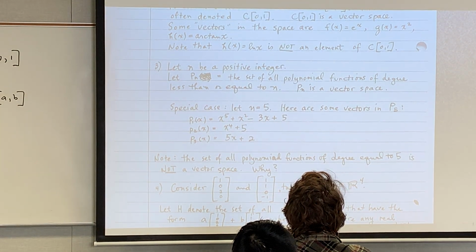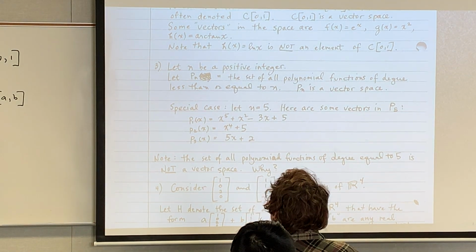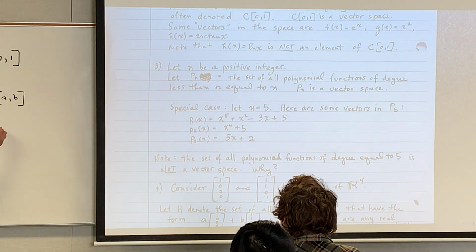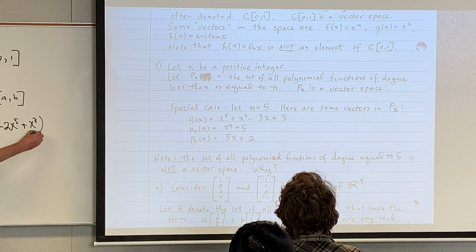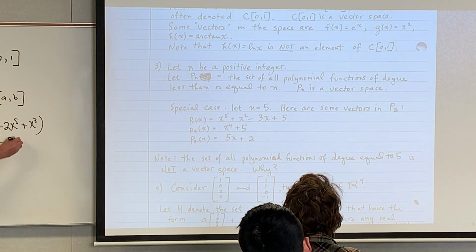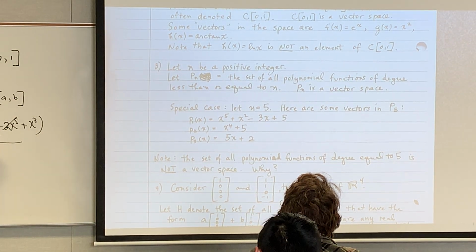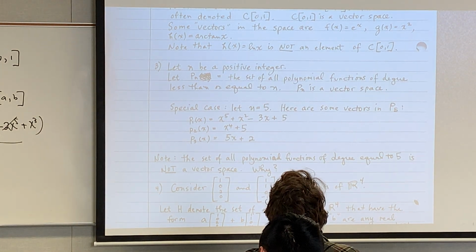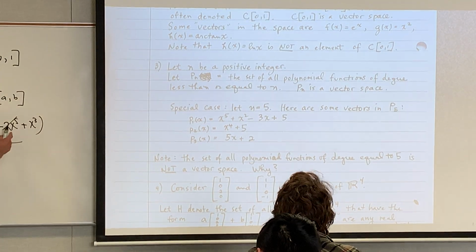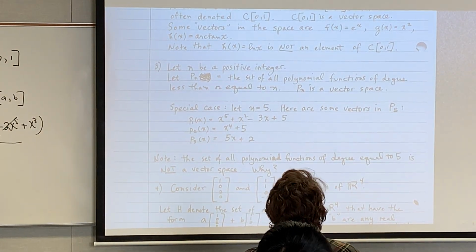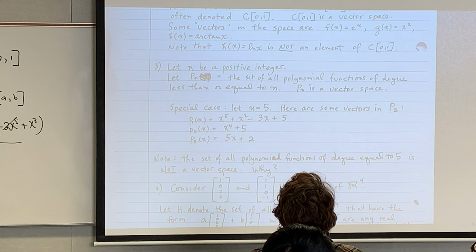So here's a degree 5 polynomial, let's say 2x to the 5th plus x minus 7. I could add to that another degree 5 polynomial, negative 2x to the 5th plus x cubed. When I add those together, the x to the 5th term drops out, and I get x cubed plus x minus 7. That is not a degree 5 polynomial. So for the vector space rules to work, you have to be able to add two objects in your set and get an object that's still in the set. You can't fall outside of the set.